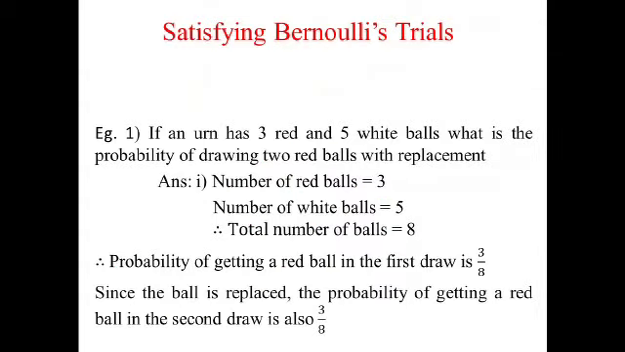Now let's take up an example where all the conditions of Bernoulli's trials are being satisfied. The question is, an urn has 3 red and 5 white balls. What is the probability of drawing 2 red balls with replacement?